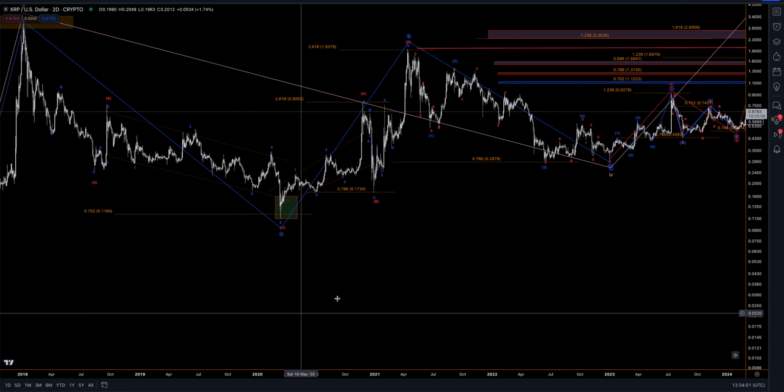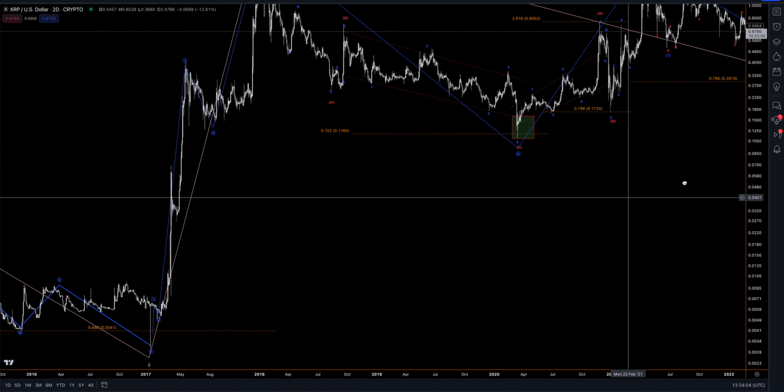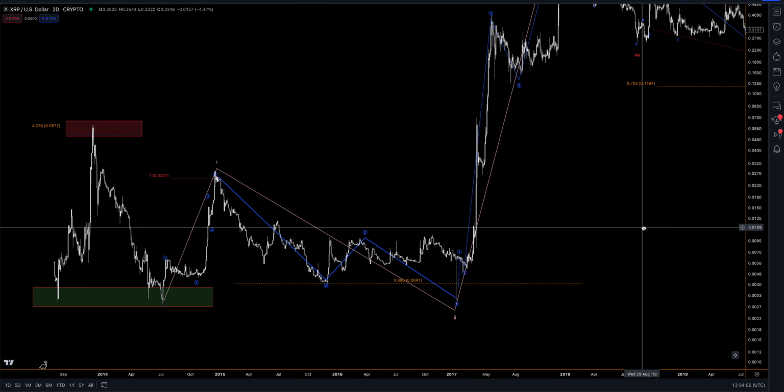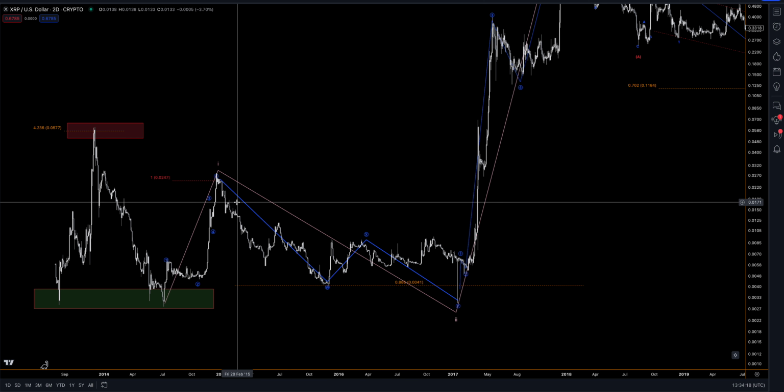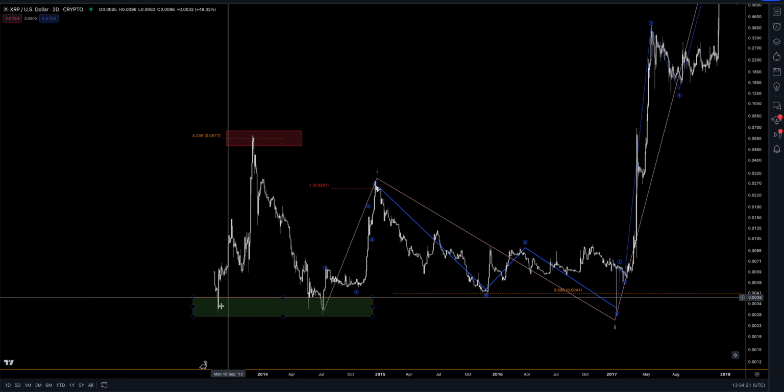Let's take a look at XRP over here, and we're going to analyze every single wave count from the beginning of time, just so you can get a better understanding of where exactly XRP is, and of what happened with all of the moves leading up until now. So what we had over here was the creation of your coin.